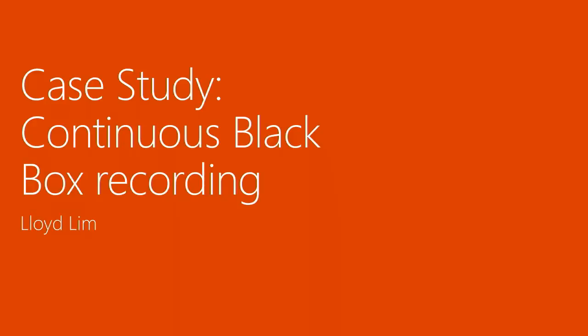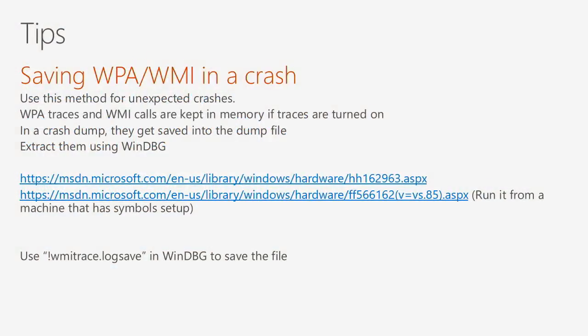So let me now show you. What I'll do is you take your WPA, WPR recordings that you make, and because you put it all into the memory, when you get a bug check, a blue screen, you save the dump file. The dump file that you then save, you'll be able to extract. See the last command that I put down there? Bang, that means exclamation mark, WMI trace.log save. That will automatically save the log that you have.